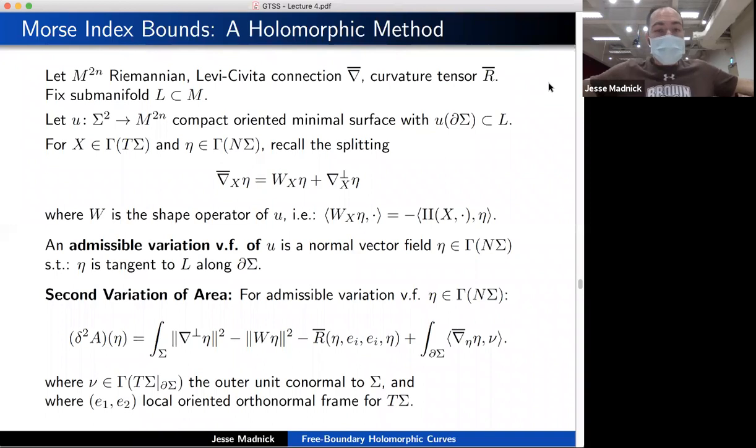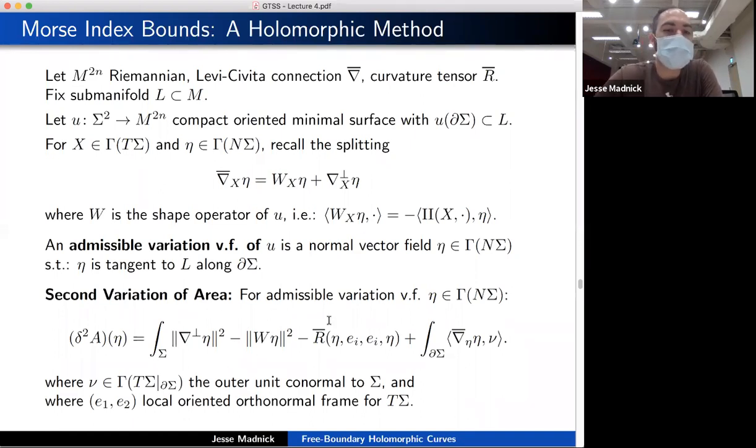And there's this classical formula that is the basis for considering the Morse index. If you have an admissible variation vector field eta, then the second derivative of the area functional at the variation vector field eta is given by this formula here. Notice that nabla perp is a differential operator, a derivative, and these terms are zeroth order. This is a tensor, and this is a quadratic form, I guess. This is the extrinsic curvature, this is the shape operator, and this is the curvature of the ambient space.